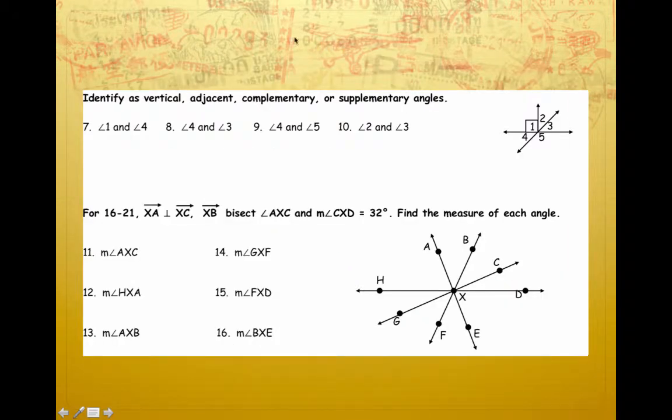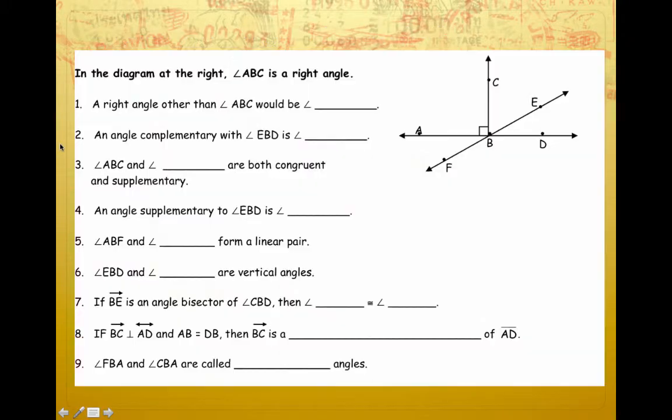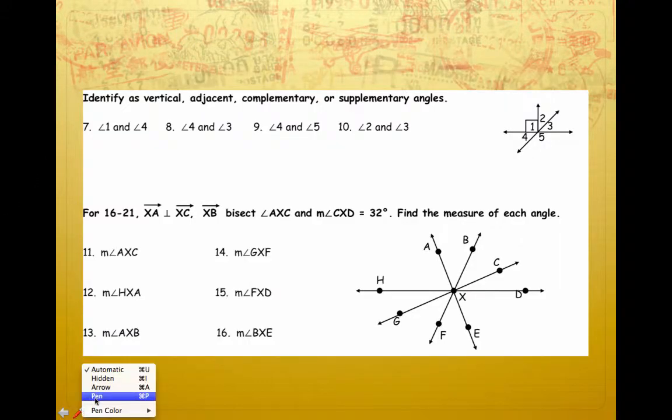Okay, so we want to identify things as vertical, adjacent, complementary, or supplementary. 1 and 4. So 1 and 4 are next to each other. So annoying, I'm sorry if I don't choose the pen every single time. Okay, those are adjacent.